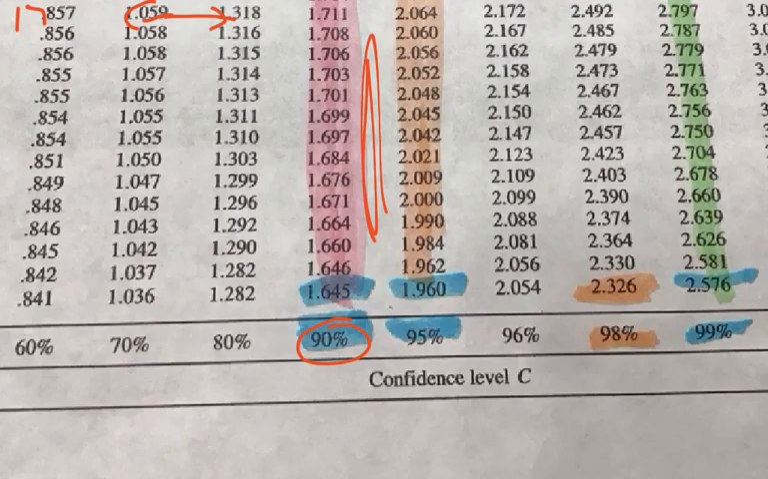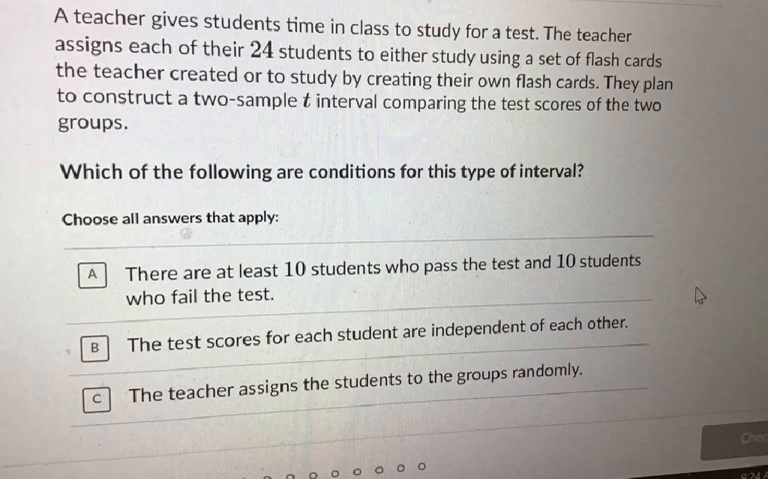All right, let's take a look at another one here. A teacher gives students time in class to study for a test. The teacher assigns each of their 24 students to either study using a set of flashcards or they create their own flashcards. So teacher-made or student-made flashcards. They plan to construct a 2-sample T-interval comparing the test scores of the two groups.